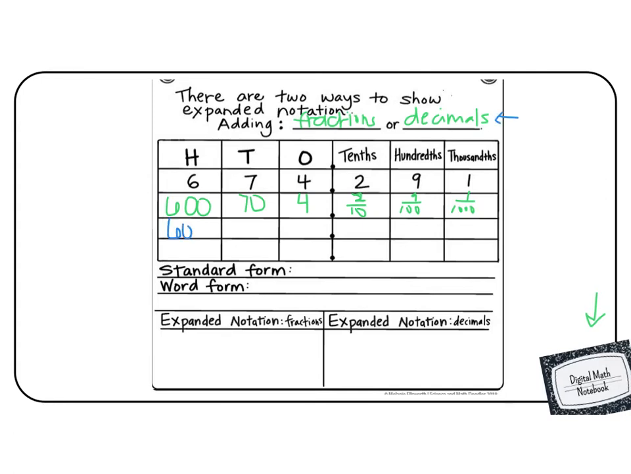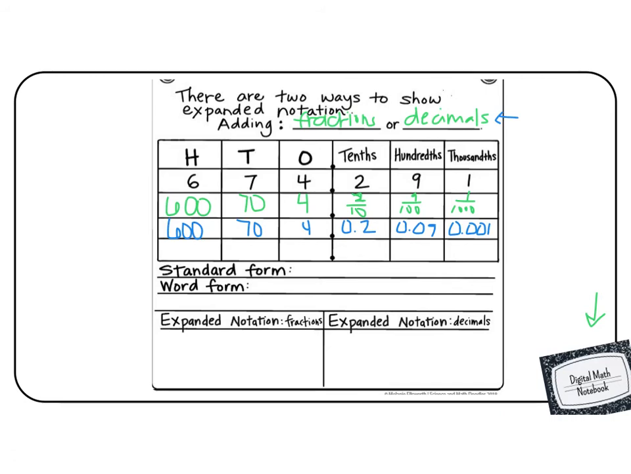So the 600 stays the same. The 70 stays the same. The 4 stays the same, but now after the decimal we're going to write as decimals. So the tenths place would be 0.2 because it's the first place after the decimal. The hundredths place, we always put a 0 to tell us that we have 0 ones, then 0 tenths, then 9. And the thousandths place, 0.001. So there's our number written out in two different ways.